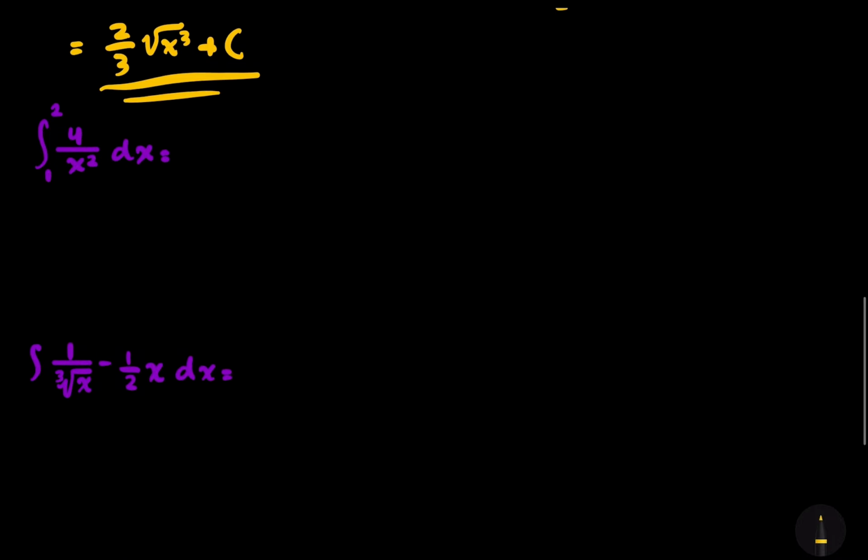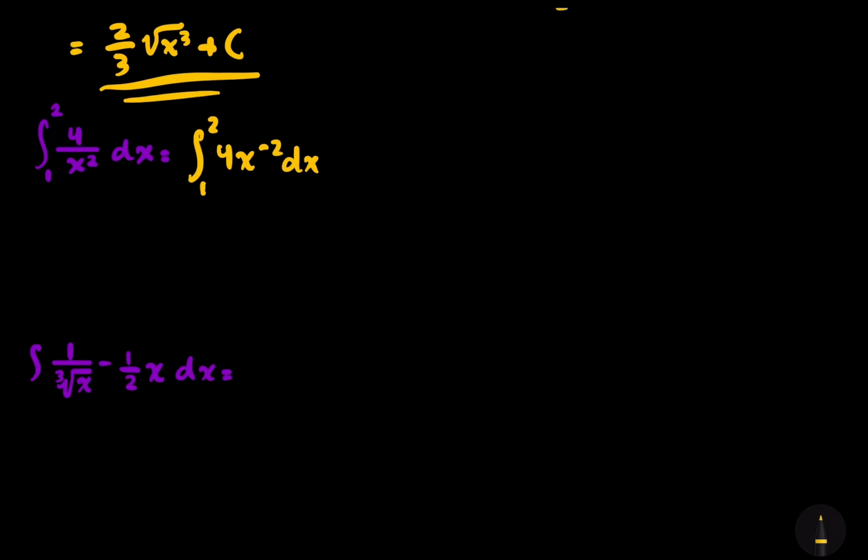And then next up here we have a definite integral. We have the definite integral from 1 to 2 of 4 over x squared dx. First of all, again, we can rewrite this as the definite integral from 1 to 2 of 4x to the -2 dx, because when we bring the x squared up to the numerator from the denominator, we just have to switch the sign.